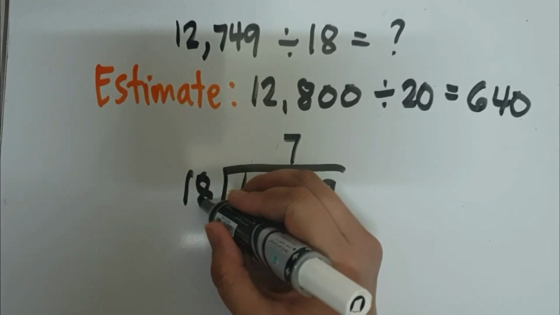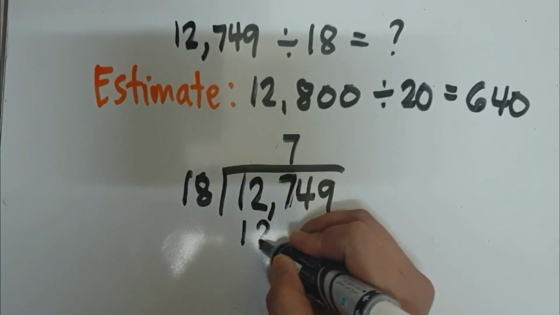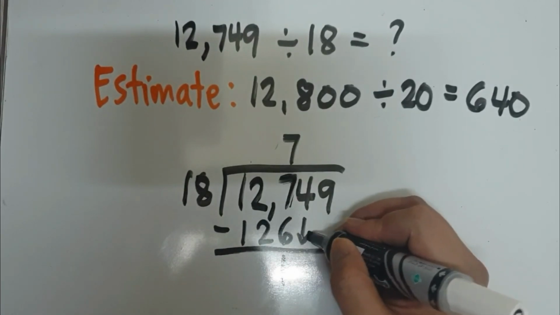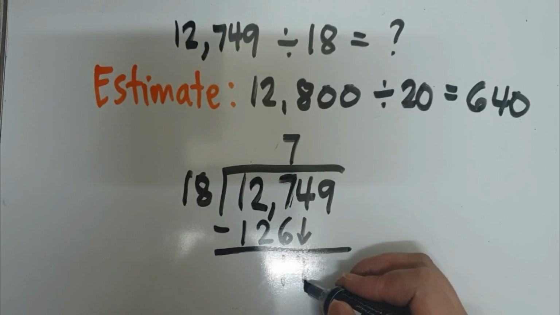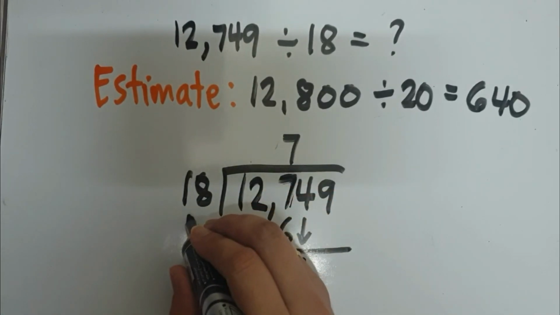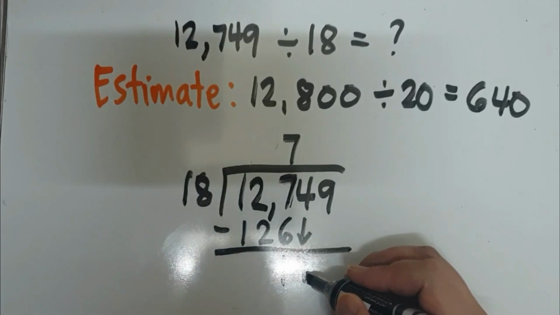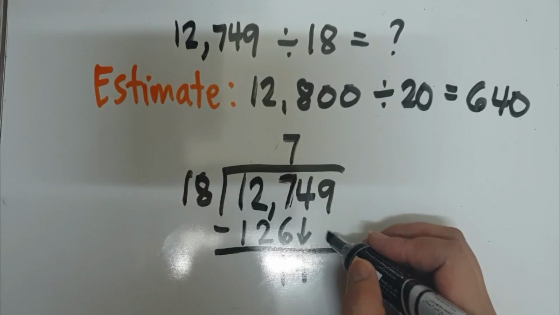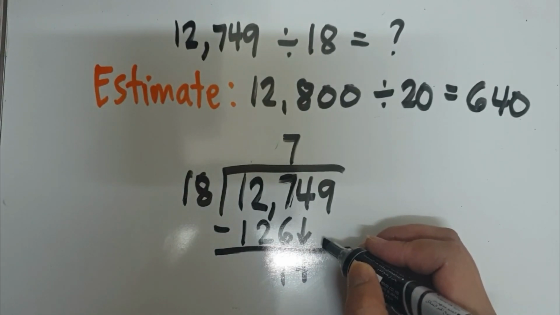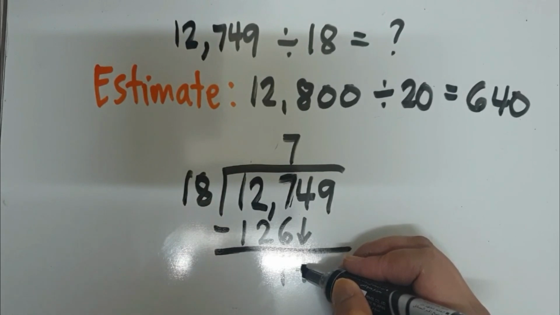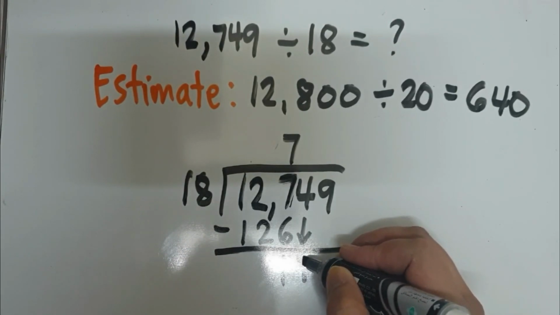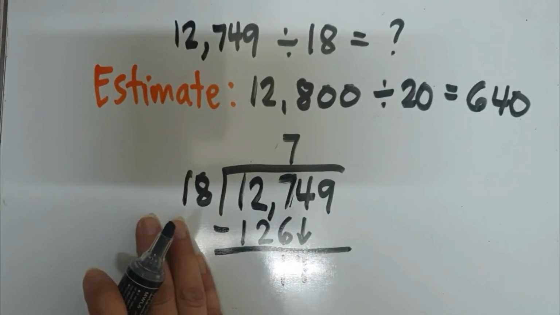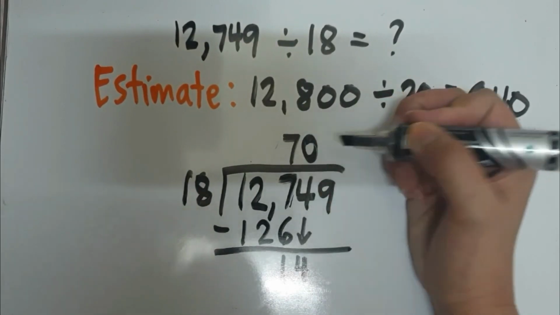And then 7 times 18, that is 126. Subtract, that will give us 1. And then bring down 4. We now have here 14. And 14 divided by 18, that cannot be because 14 is smaller than 18. But we already bring down 4, so we cannot bring down 9. Because you have to remember, you have to bring down one digit at a time only. So, if that happens, you already bring down 4, and that is smaller than our divisor, then you just have to write 0 as the answer.